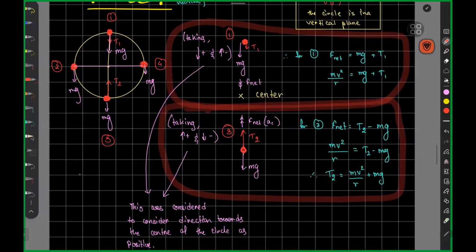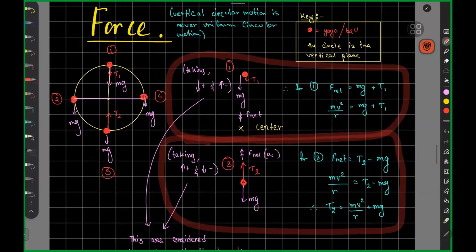Yeah, someone is asking something. Explain that part again. Sorry, I can't really hear you. Could you explain that part again? Which one? Why the tension here is minimum? The topmost position, this one?